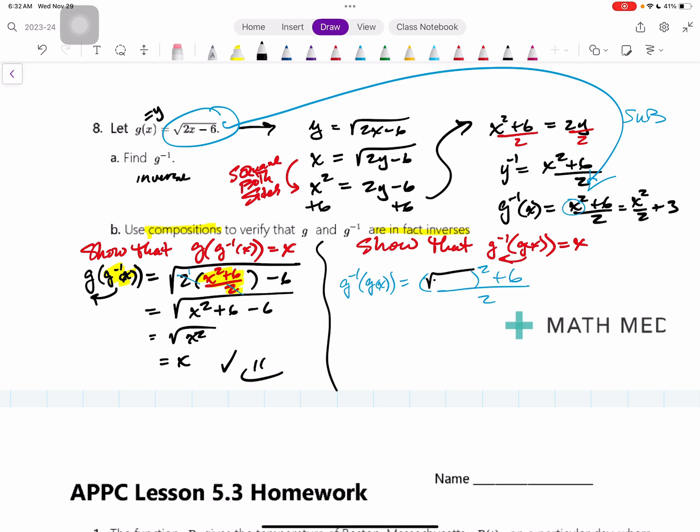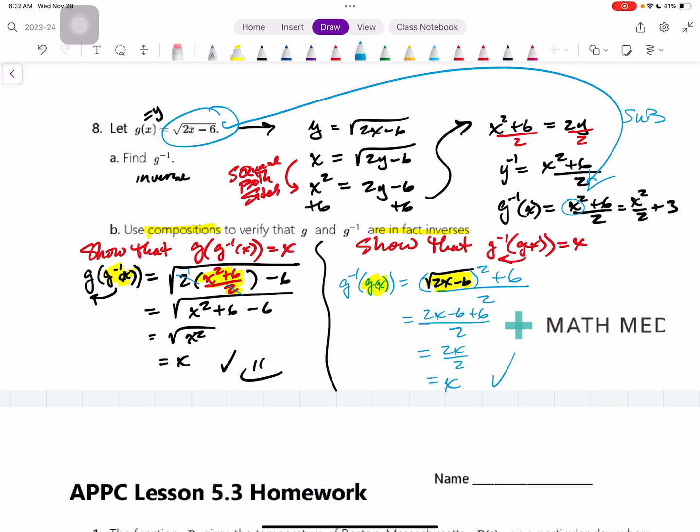Okay, now g is the square root of 2x minus 6. So notice that I substituted in g here in g inverse. Okay, when you square root, the operations cancel. The square cancels out the root, giving you in the numerator just 2x minus 6 plus 6, all divided by 2. That gives you 2x divided by 2, which is x. And so this is also checking out fine. And when you substitute the one function into its inverse, or vice versa, if you get x both times, then that tells you they are inverses.